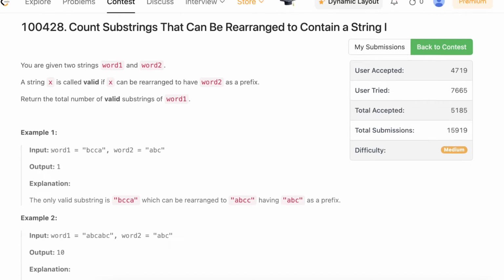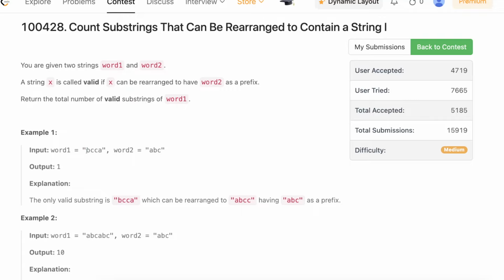So let's take an example. Let's say word1 is BCCA and word2 is ABC. So your task is to figure out how many substrings of BCCA are there such that if you rearrange the characters in the substring in any way you want, you would get ABC as the prefix of that rearranged substring. So obviously, if you want this to be a prefix, the substring length should be greater than or equal to 3, right? So there are only 3 substrings which have length greater than or equal to 3: BCC, CCA, and BCCA.